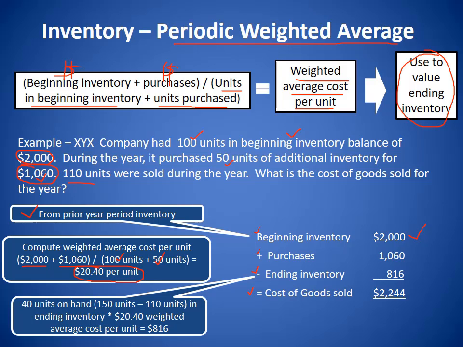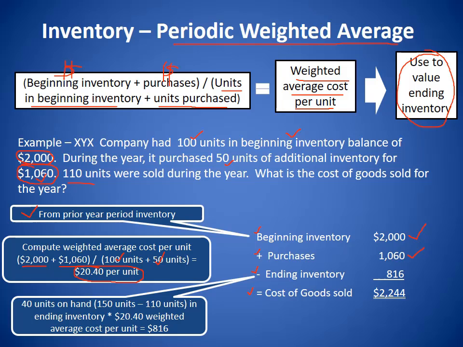Now, let's go back here with beginning inventory. We go again to how much inventory did we purchase, and we know that total amount was $1,060, because that's given to us in the problem. Now, in order to get to cost of goods sold, we have to calculate the ending inventory, because our beginning inventory plus our purchases total to the total merchandise that we have available to sell. So if we take that inventory and subtract out the ending inventory, that must be what we sold. So our ending inventory is $816, and here's how we get to it.